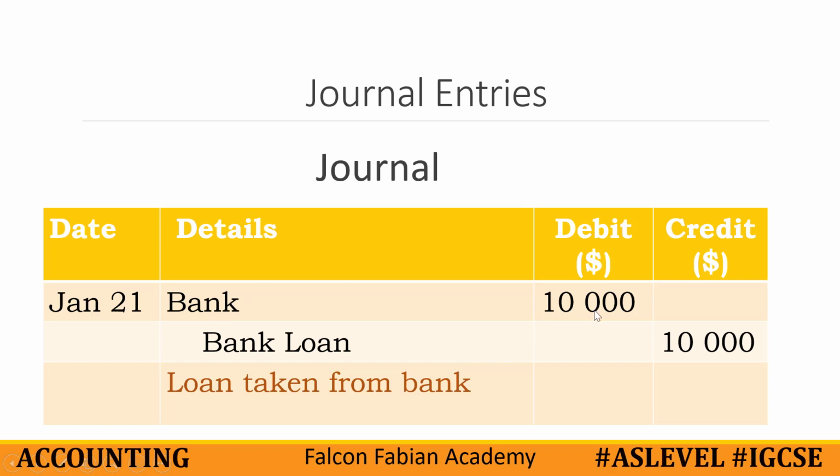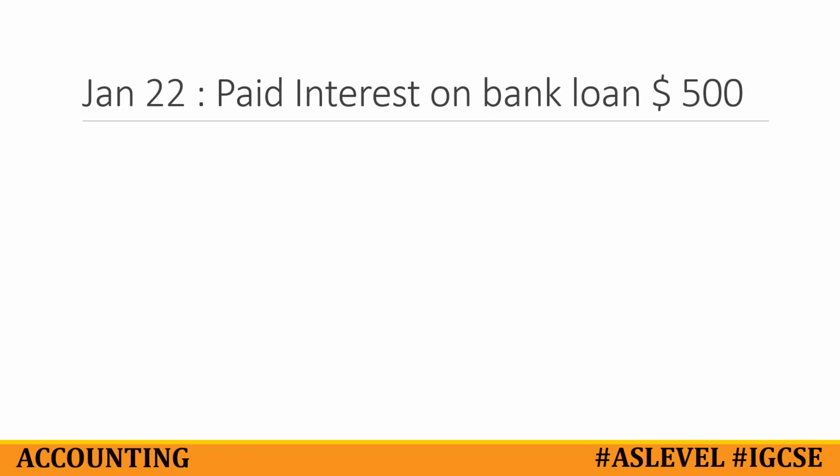Therefore, in the debit column 10,000, you would leave some space in the second line. Then you will write the name of the account that needs to be credited. So bank loan, and in the credit column 10,000, and the narrative is loan taken from bank. So bank account debit, bank loan credit, and the narrative is loan taken from bank. Now let's move on to the next transaction, and the next transaction is January 22.